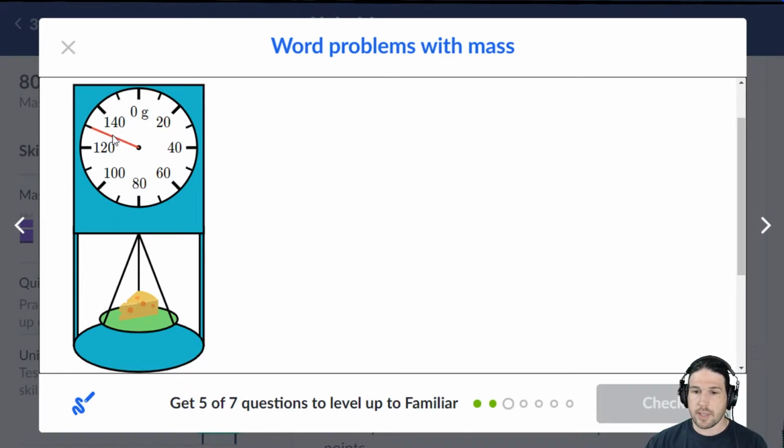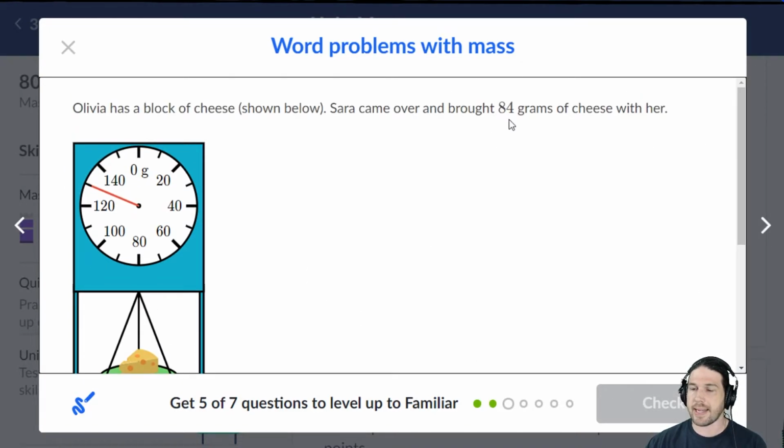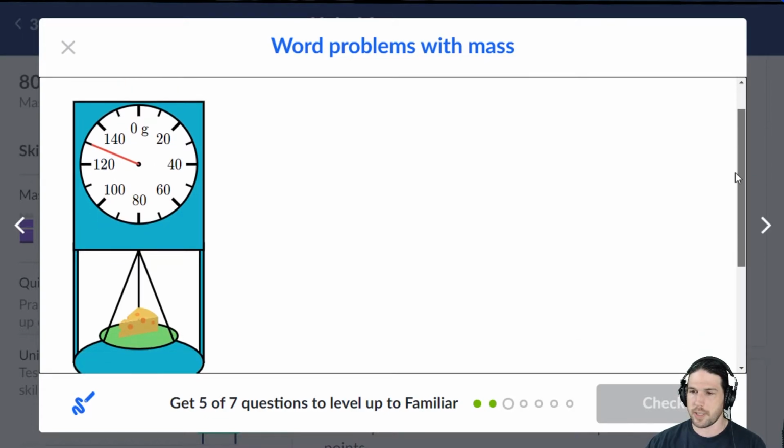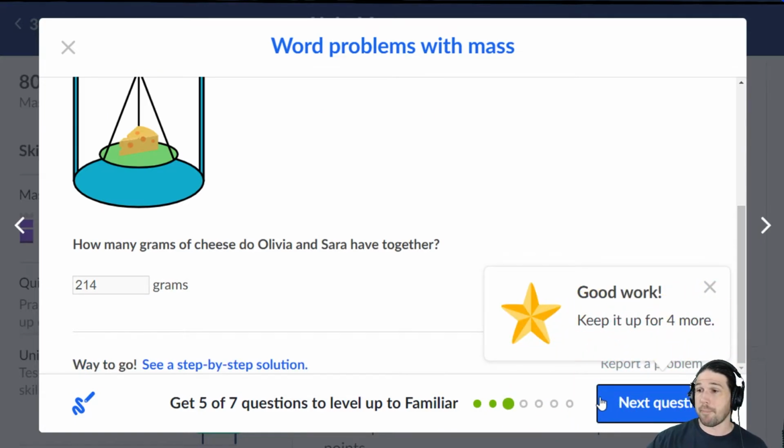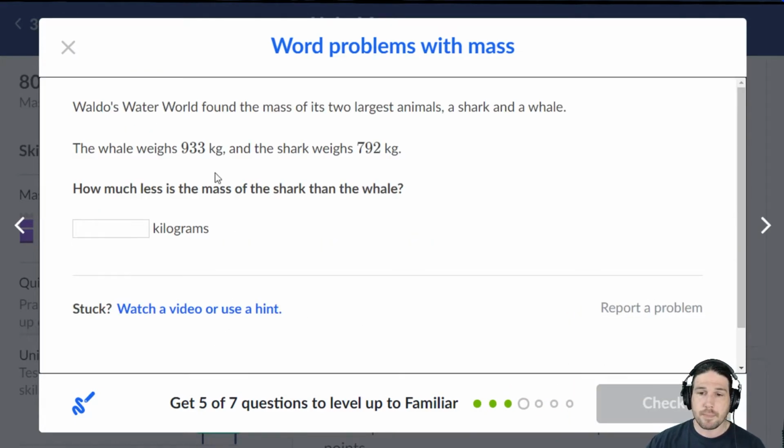Anyway, that looks like 130 grams to me, and 84 is 214 grams. 130, 13, and 8 is 21. Okay, I'm just making sure, 214 grams. I'm known to mess up my mental arithmetic now and then.